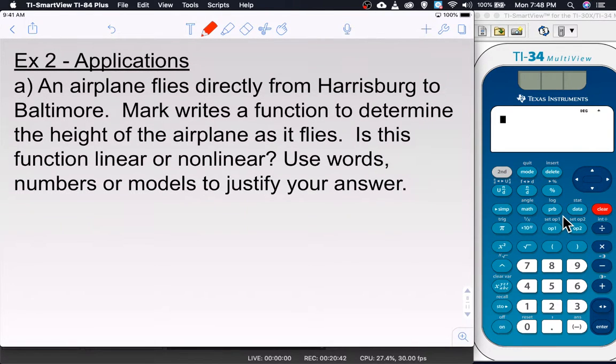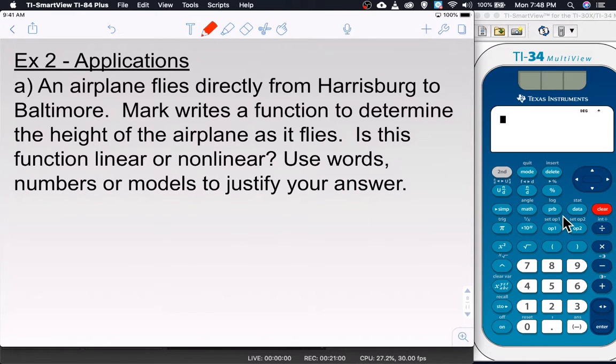Applications. An airplane flies directly from Harrisburg to Baltimore. Mark writes a function to determine the height of the airplane as it flies. Is this function linear or non-linear? Use words, numbers, or models to justify your answer.